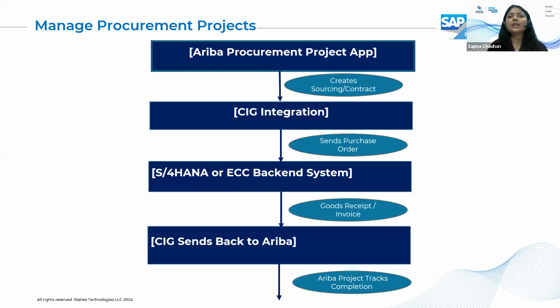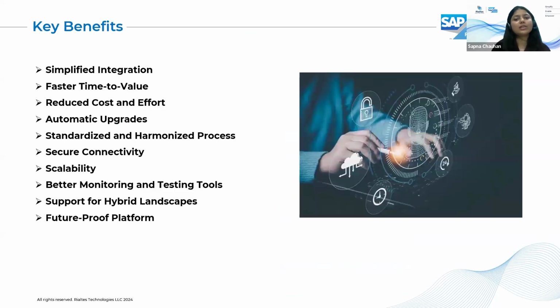So, once goods are received, EIP records these events and sends them to the Ariba system. So now we have CIG sending back to Ariba. It captured the status from S4 HANA, invoice approval, and sent it back to Ariba. And last, when we have the status in the project bar, it shows the status of completion. So the project status bar shows that the application is completed. So this is the whole cycle I have shown you.